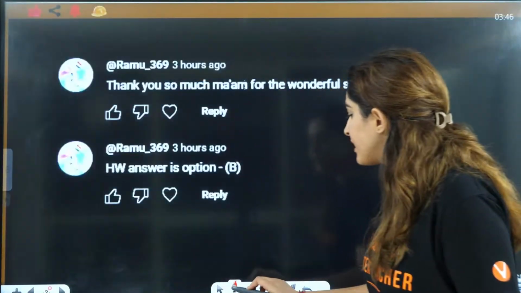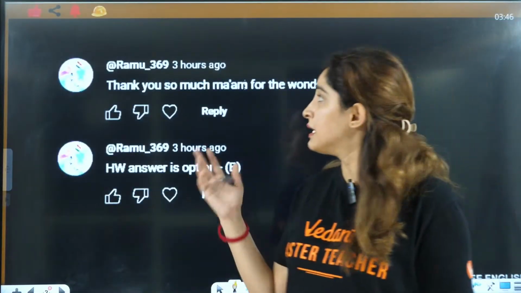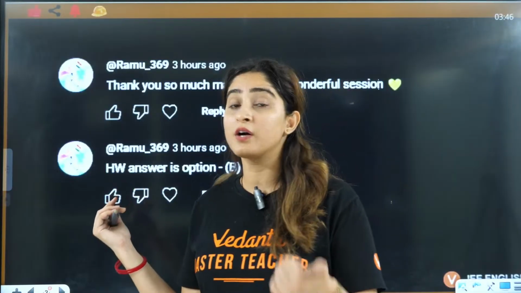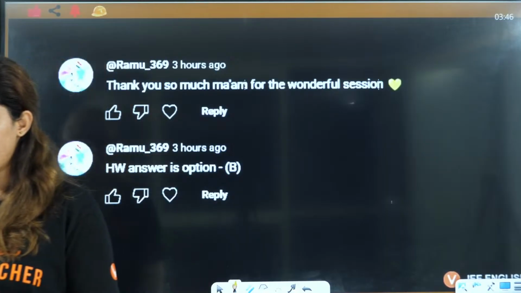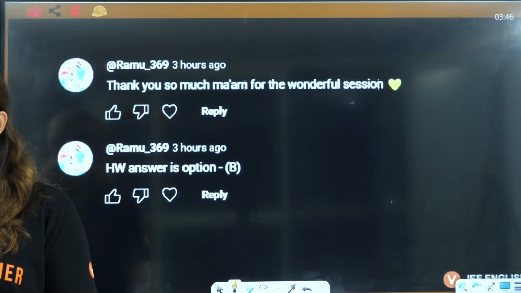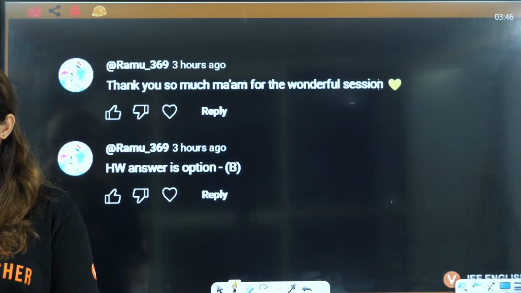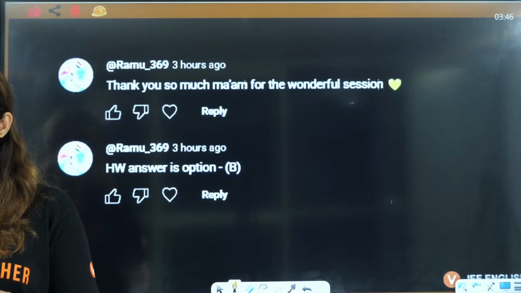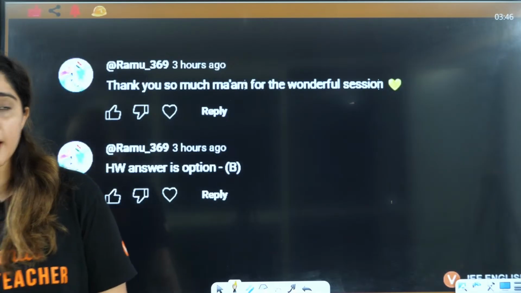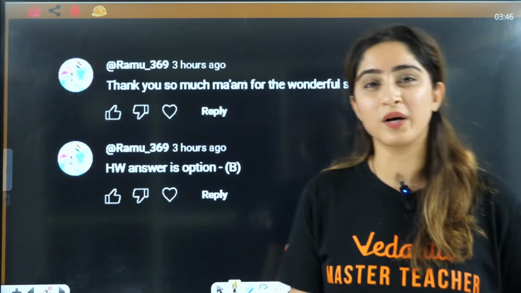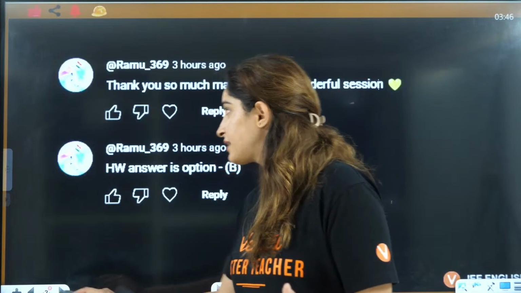Before that, let me see who has done the homework. Rama Raju has done the homework, and I just checked Swarna has also done the homework when I messaged you. Very rare students do their homework. That's not a good thing on your part. Everybody start doing your homework, that will be beneficial for you only.